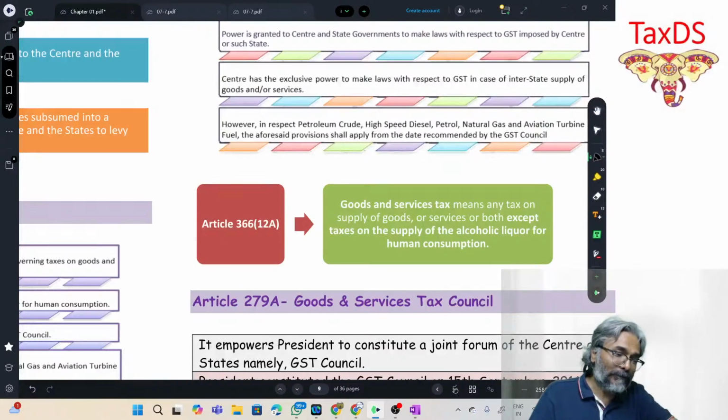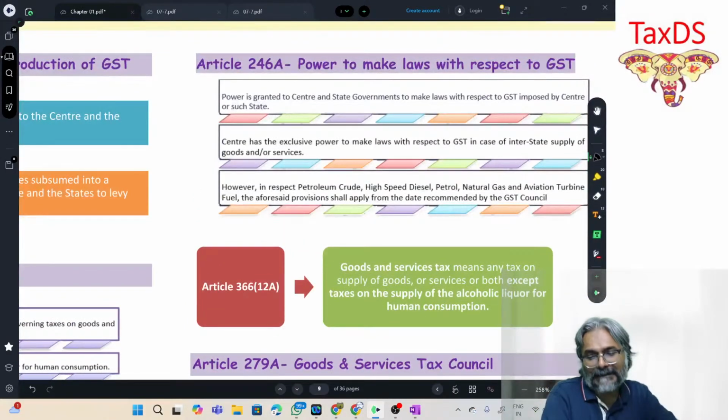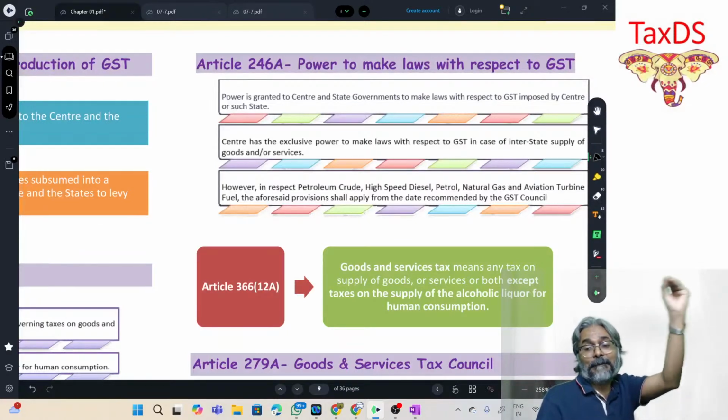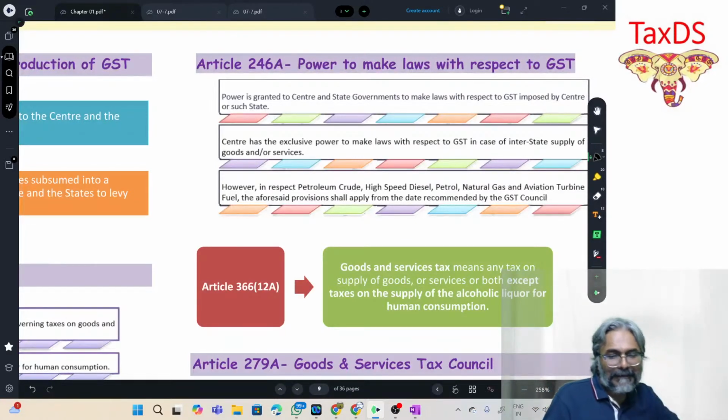This is one of the most important constitutional amendments that has taken place, Article 366 12A, students. Now, so far as this article is concerned, what it says: goods and service tax means any tax on supply of goods or service or both, except taxes on supply of alcoholic liquor for human consumption.